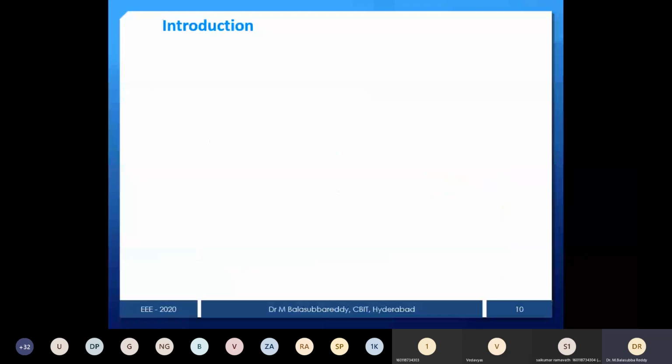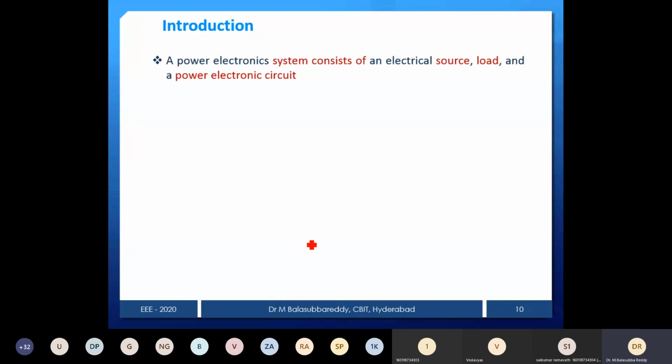Now these are what we call applications in power electronics. Power electronics totally consists of only three major components. One is the source, another is the load, and in between is the power electronics controller or circuit, whatever you call it. Only three components you have: source and load, and then this one is the power electronics controller. So the source is AC or DC, and the load may be an AC load or a DC load. In between, power electronics is there.